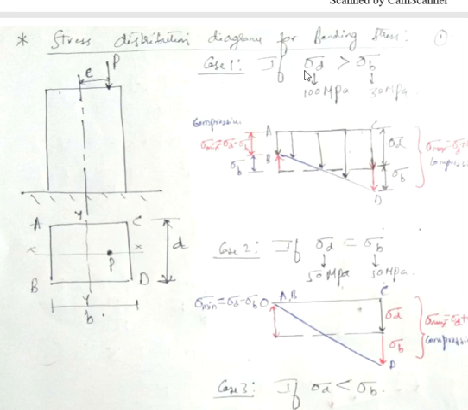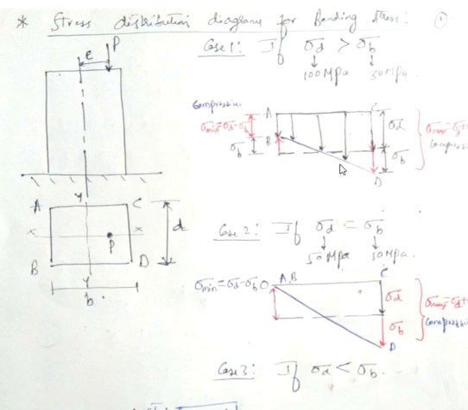What will happen if direct stress is greater than bending stress? When I am applying this load, and whatever compressive stress is there is greater than the bending stress, what is the load distribution? Let us try to understand. For example, let the direct stress be 100 megapascal, which is greater than the bending stress, that is 30 megapascal.